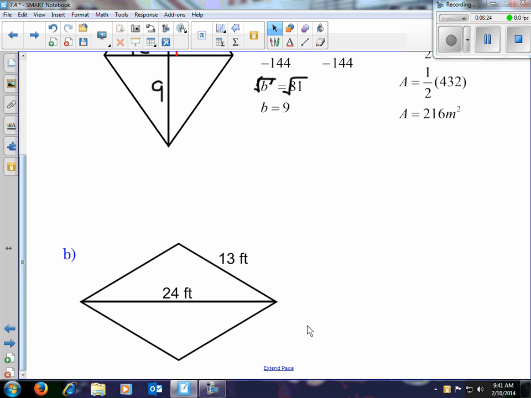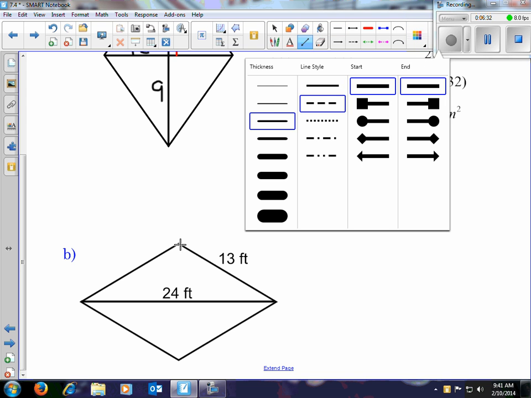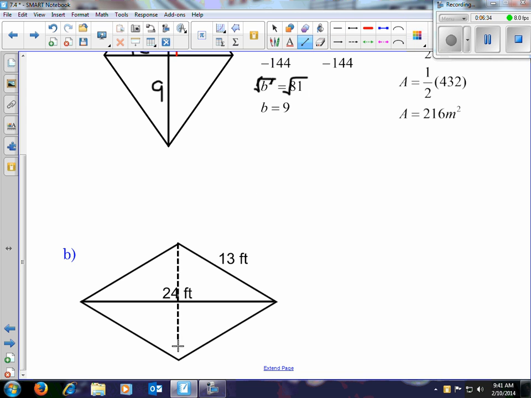Now I want you to do this one at home. Remember, and bring it to me in class. Remember that I can draw in my other diagonal right here. And then this is a rhombus, so I know that this piece is congruent to this piece, and this piece is congruent to this piece.